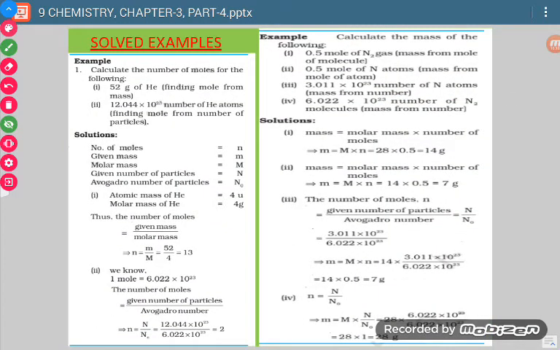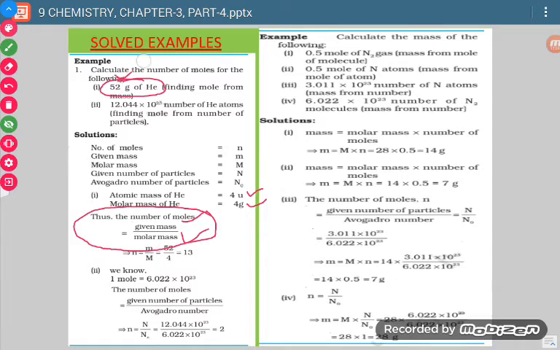Now how to use this mole concept for calculating different numericals. See the first question: calculate the number of moles for the following. We are given 52 gram of helium and we have to calculate its number of moles. So what is the formula? We have done: number of moles is equal to given mass divided by molecular mass. The element here is helium. So what is the atomic mass of helium? It is 4 U and gram atomic mass of helium will be 4 gram. So number of moles will be equal to weight of substance.